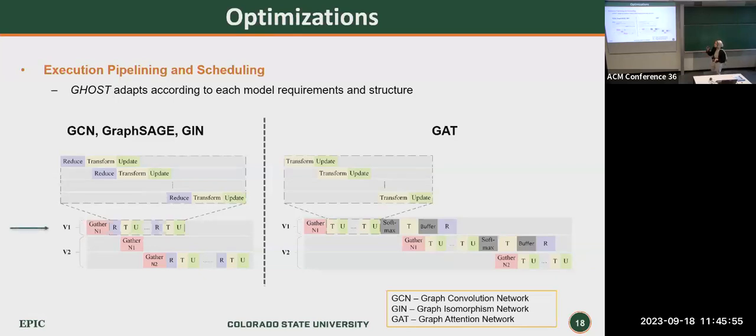And we do pipelining on two granularities. First, within processing one V node group. If you remember, at any point in time, GHOST is processing V nodes at a time. So we pipeline the procedures as shown, and also we pipeline the operations between two different node groups.